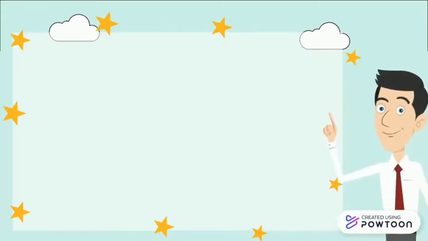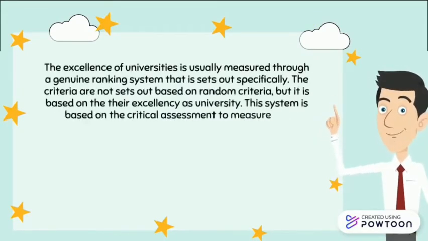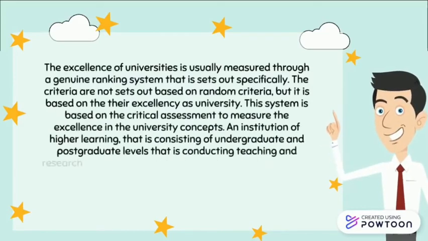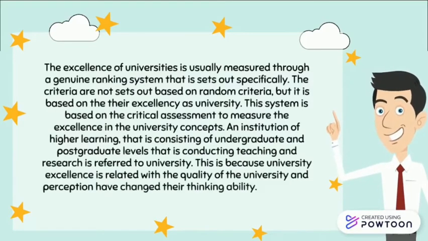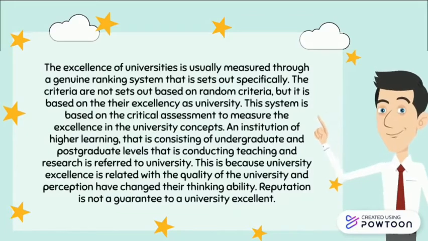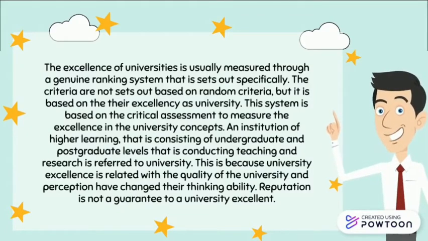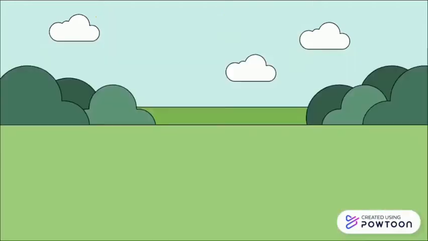The excellence of universities is usually measured through a genuine ranking system that is set out specifically. The criteria are not set out randomly, but are based on their excellence as a university. This system is based on critical assessment to measure excellence in the university concept. An institution of higher learning consisting of undergraduate and postgraduate levels that is conducting teaching and research is referred to as a university. This is because university excellence is related to the quality of the university, and its perception has changed their thinking ability. Reputation is not a guarantee of university excellence.